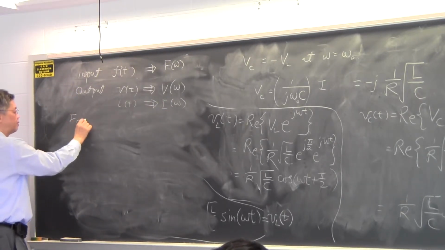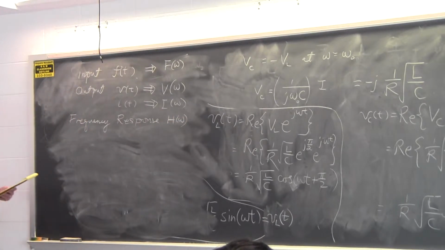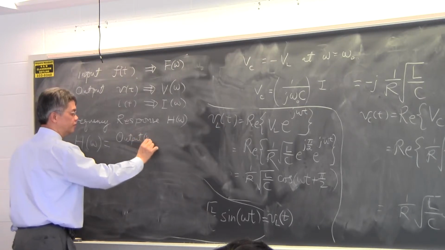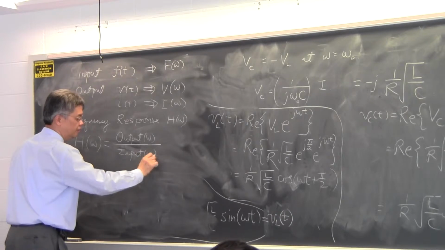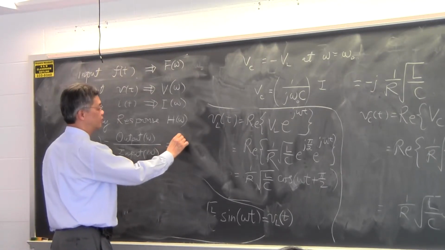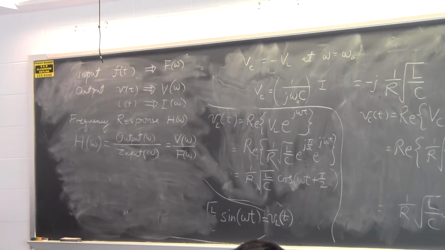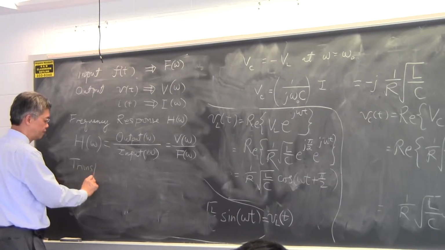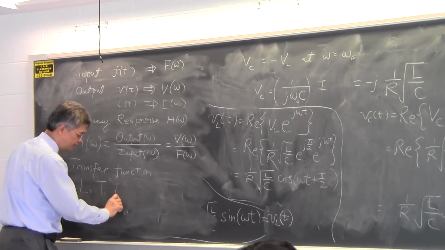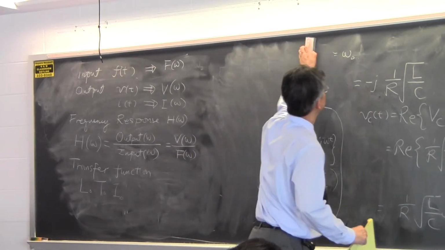The frequency response H of omega is defined as such. The frequency response is the ratio of the output in the frequency domain divided by the input in the frequency domain. That is the definition of the frequency response. In one case, it could be V of omega over F of omega. This frequency response is given different names; sometimes it's called the transfer function. It is very useful for defining linear time invariant systems, LTI systems, that you have been studying. Let's do some examples as to what this frequency response is.